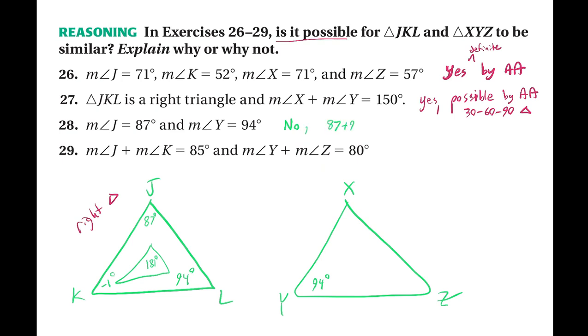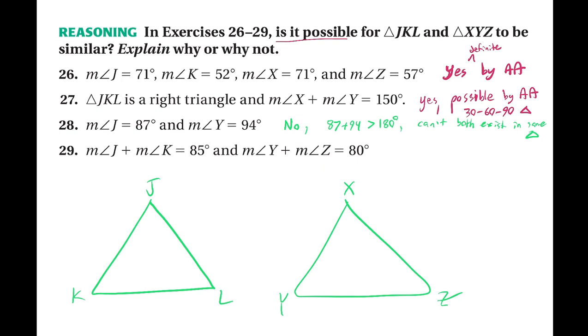87 plus 94 is greater than 180 degrees. They can't both exist in the same triangle, right? And all the angles have to match. So if the two triangles are similar, they both have to have an 87 and a 94. So nope, not possible. Ooh, that was a cool one. At first I was like, that's a silly question, but it was deep. It was there. Okay, they're inside our brains.